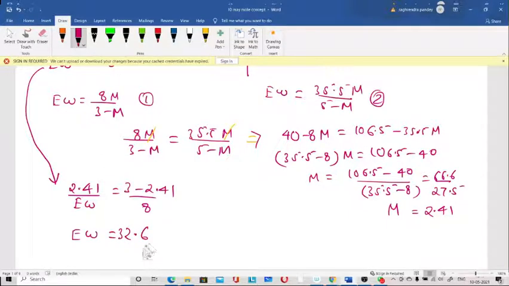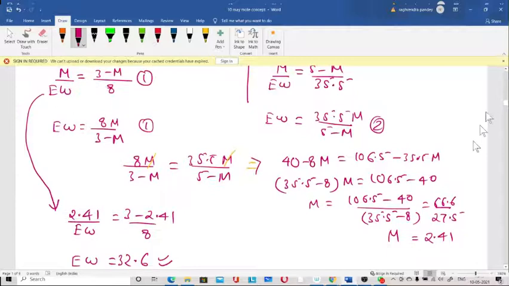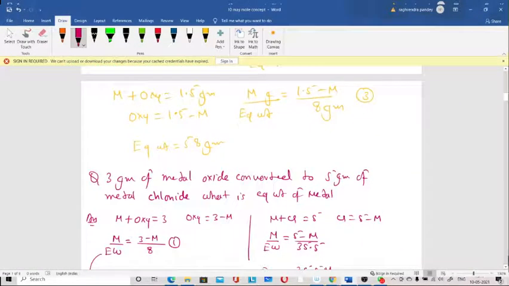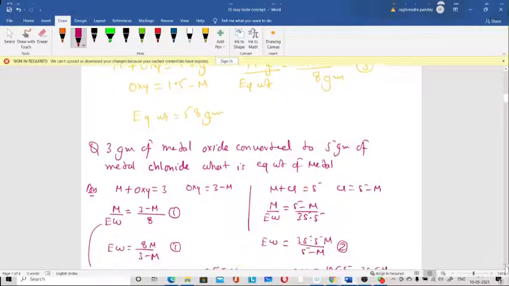Okay, so that is the correct answer. In the options the answer is approximately 33, but you are getting exactly the answer which has to be there. So everybody understood the concept there? Yes, sir.